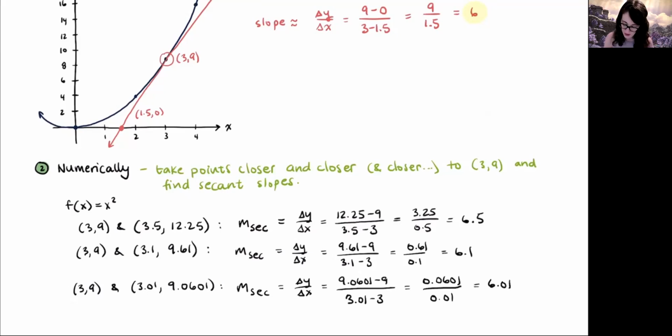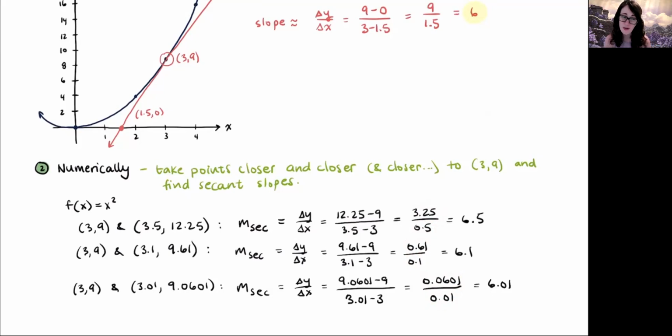Now notice that the change in y's up top in the numerators are getting really small. That makes sense because our points are getting closer together, right? The change in x's are getting really small too. That also should make sense because the one point that we're choosing is moving closer along the curve to the point 3,9.